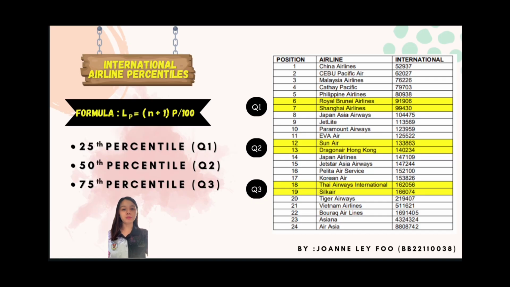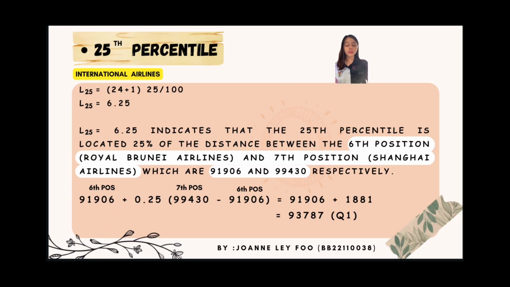For the international airline percentile, using the same formula, in here we also arrange in ascending order. So the first one for the international airlines, we calculate the 25 percentile as well. So the answer for this is 93787 for the first quartile.